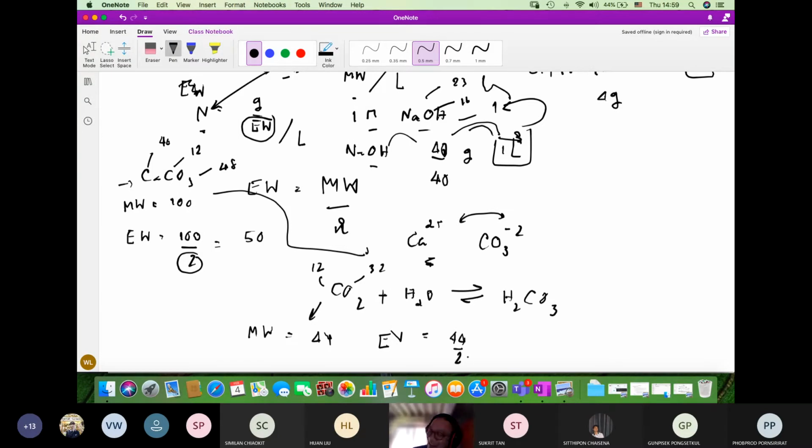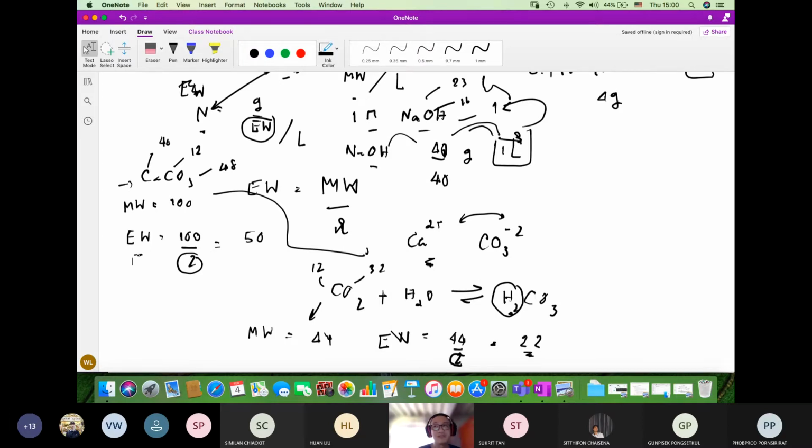Why does it have to be 2 again? In the case of acid and base equilibriums, it depends on how many protons dissociated. So how many protons are involved in the dissociation of the carbon dioxide? 2, right? H2. That is why we divided by 2. Then the equivalent weight of carbon dioxide is 44 divided by 2. So it becomes 22. This is how we obtained the equivalent weight.